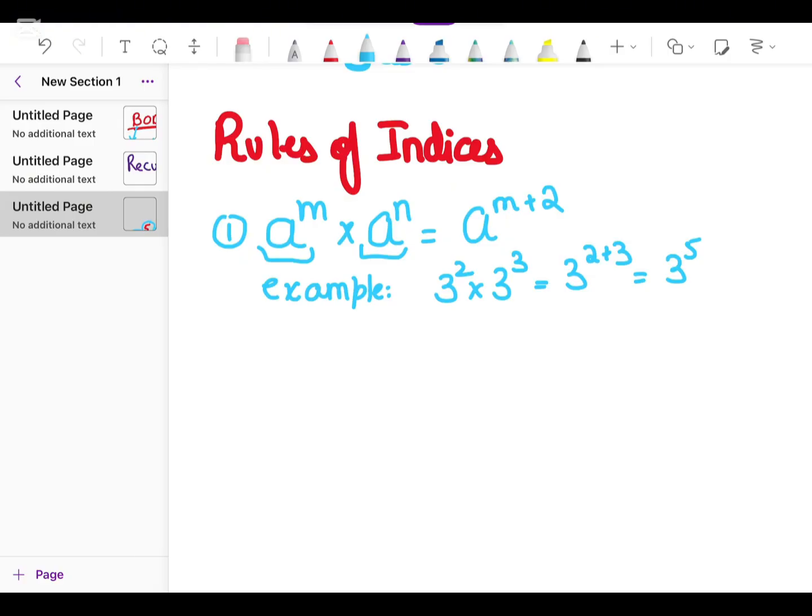Now moving towards rule number 2. Rule number 2 says that if two numbers with the same base are dividing, a raised to the power m divided by a raised to the power n, then when they are multiplying with the same base, the power will be added. When they are dividing with the same base, then their powers will be subtracted.